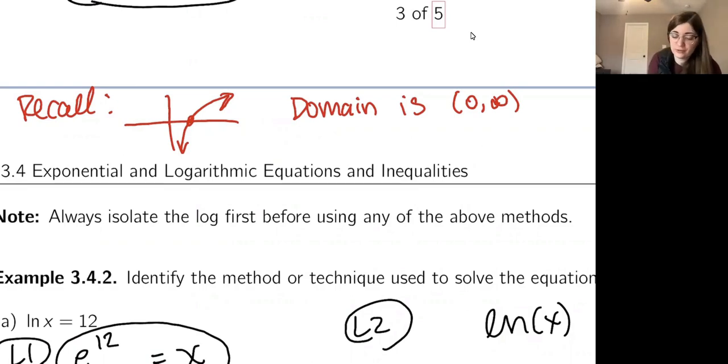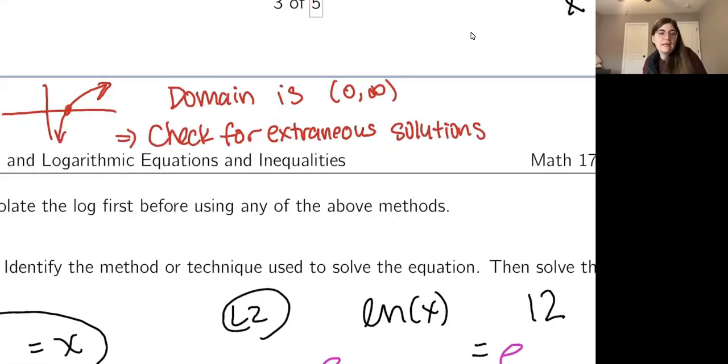And so because I have a restricted domain for my log, I always need to go check for extraneous solutions. Recall that an extraneous solution is a solution that shows up in the process of solving an equation when we change it from one kind of equation to a new kind of equation that doesn't have domain restrictions anymore.